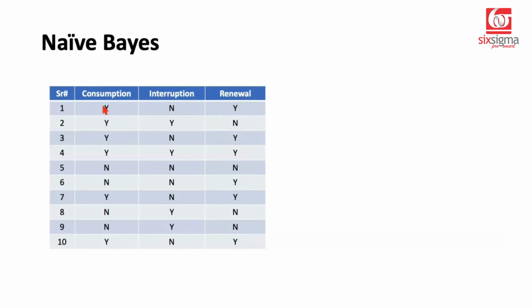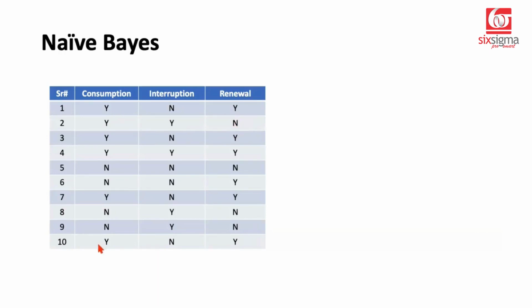Let's say we consider the first case. Here's historical data related to a consumer who had the consumption in place and no interruption. And obviously this consumer had renewed. So this is history. Similarly, this is the case where the consumption was in place. There was an interruption, and probably because of that, the customer did not renew. So all of this is history.